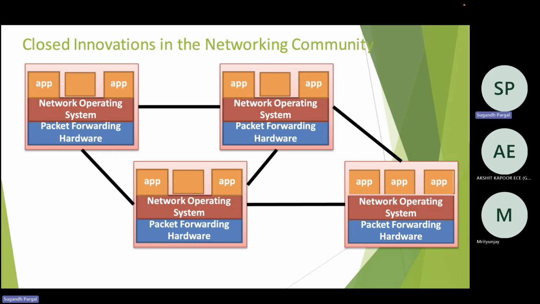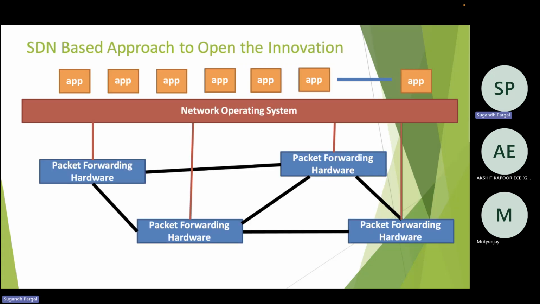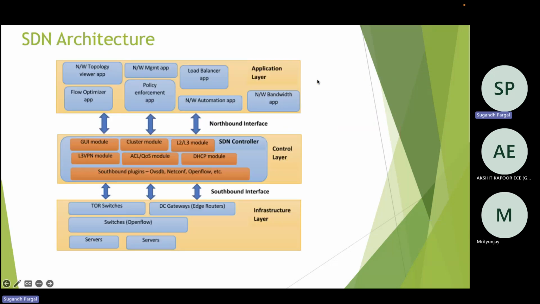Yes, so here is some closed innovation in the network community, that we have three layers. One is the packet forwarding hardware, then the network operating system or the control plane, and then the application. So there is an SDN based approach to open the innovation. So we have the packet forwarding at the lowest level, then the collective network operating system, and then the applications.